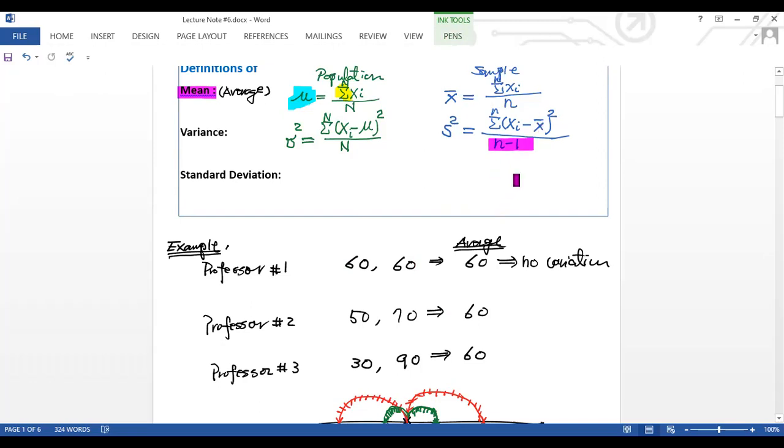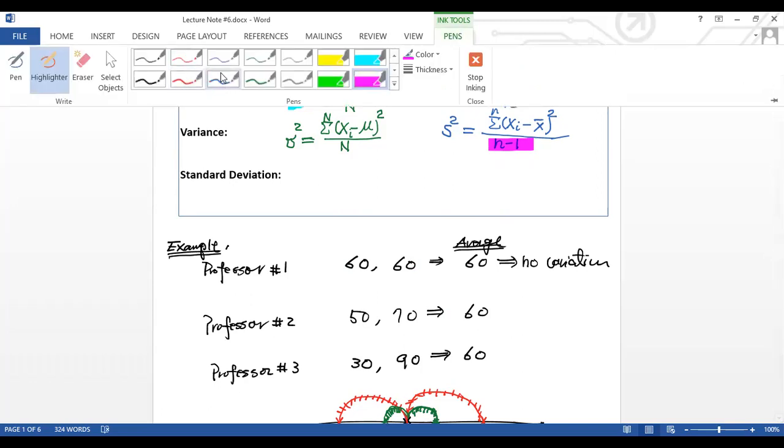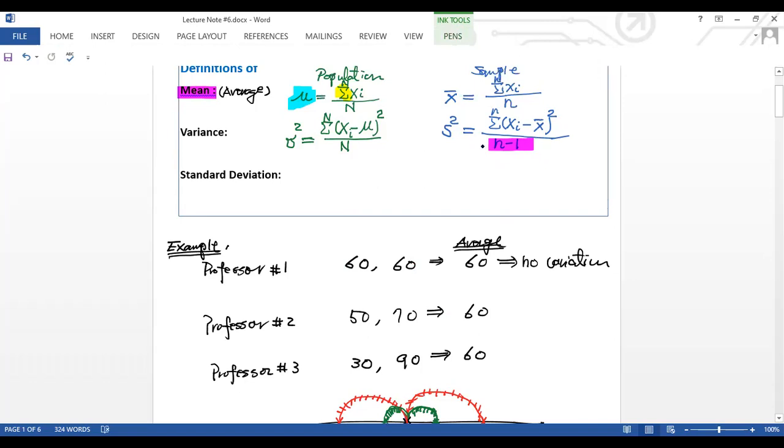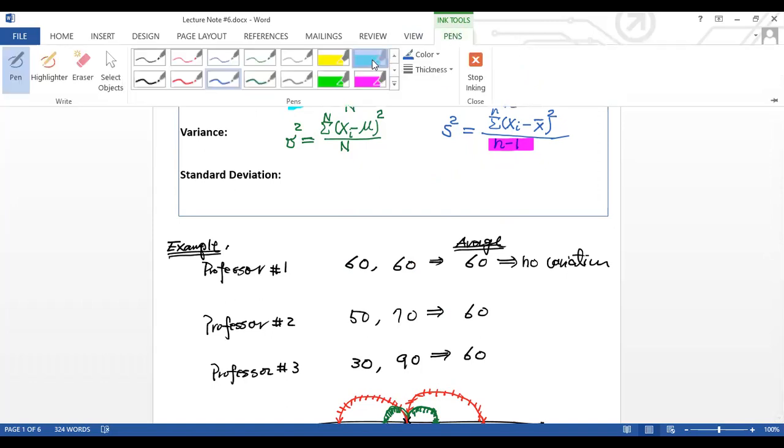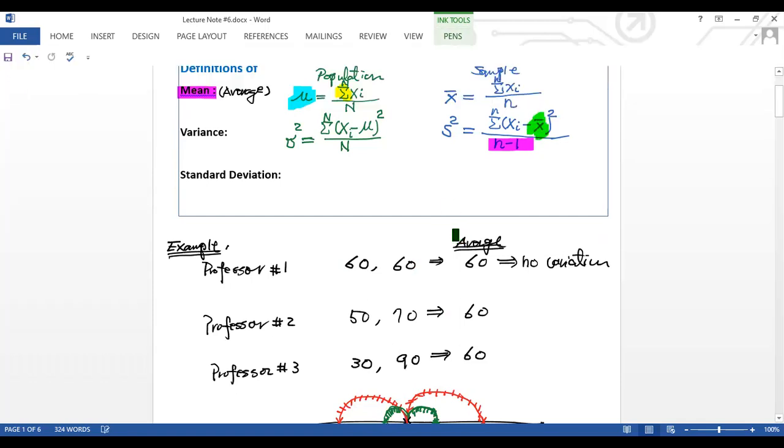And later you will learn the reason why, which is that we lose a degree of freedom. But here, let's not worry about it. Let's take this for granted and just remember it as a formula. The reason it's n minus 1 is because you already used one of them, the x bar value, which is a statistic.